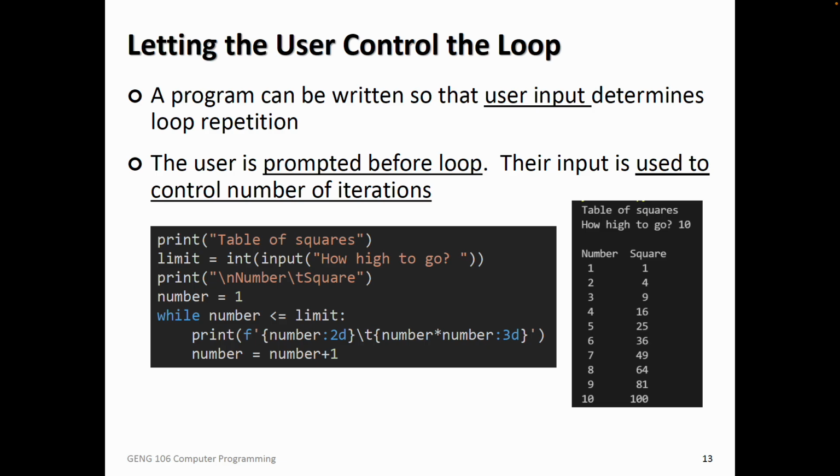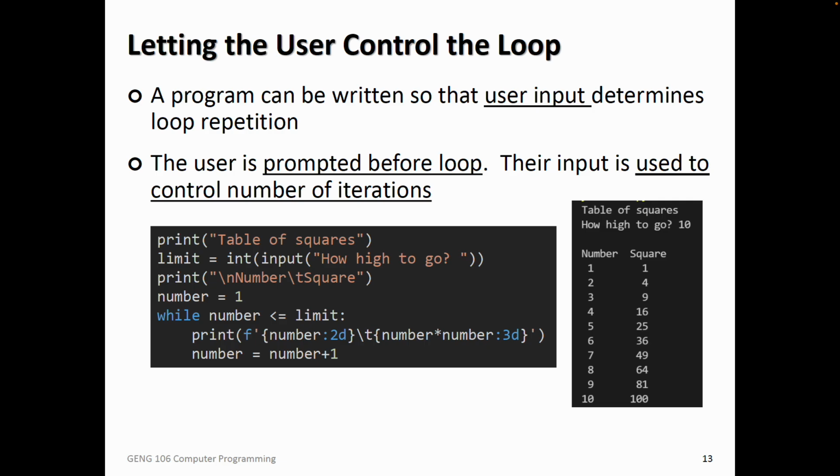And then I would like to put a tab character, and then in the second number I would like to put their square. So that's why I'm saying number times number. And then for that integer value, I would like to use 3 spaces because I have also 100 here. I'm assuming that I won't have a larger value.